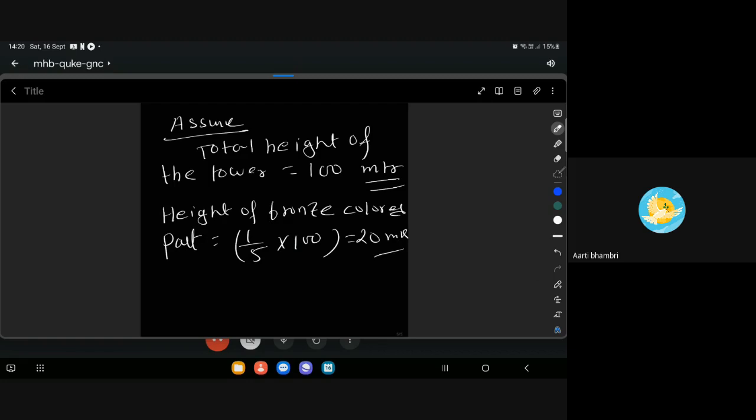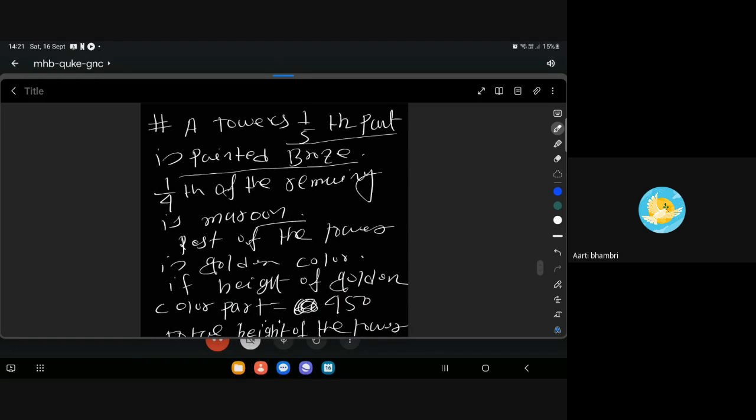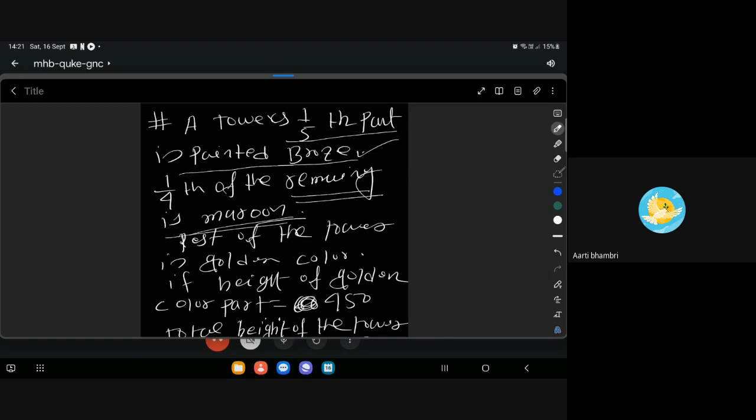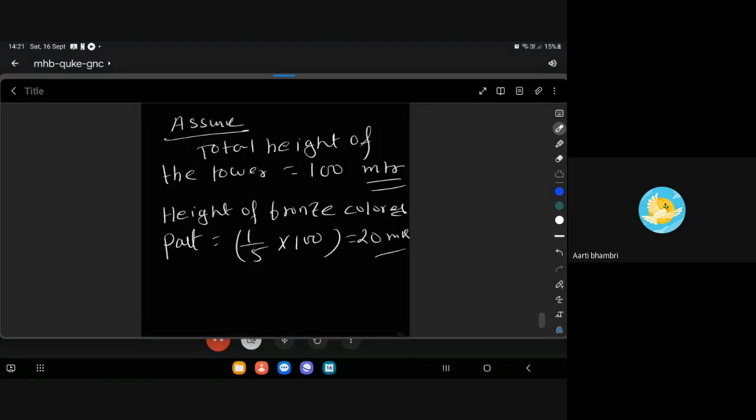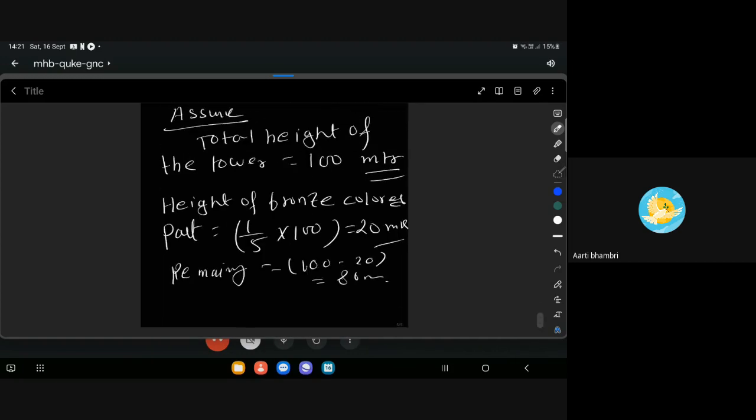Okay. Now they have told you the first part is done. Second part, 1/4 of the remaining is painted in maroon. 1/4 of how much remaining? So 20 is gone. Remaining part how much? 80. 100 minus 20 is equal to 80 meters. Now 1/4 of 80 is painted in maroon.